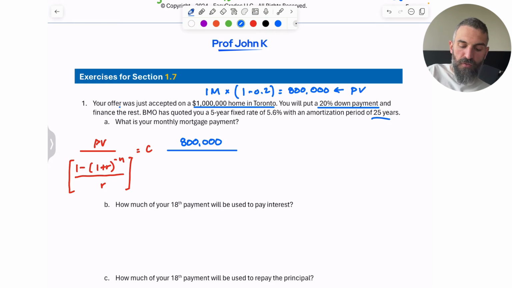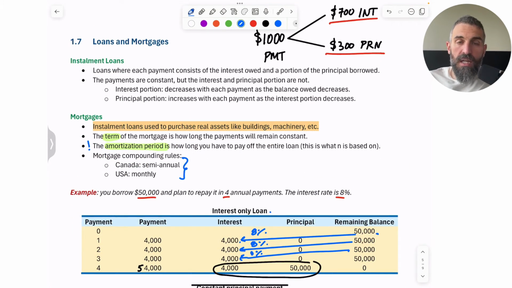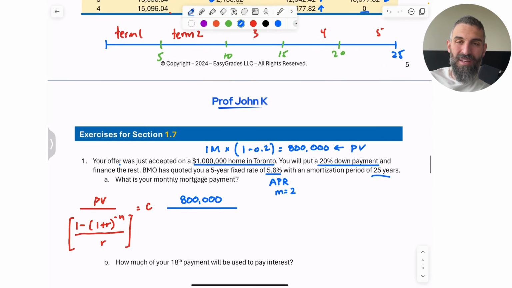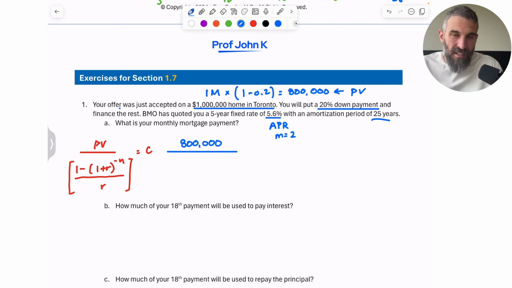BMO has quoted you a 5-year fixed rate of 5.6%. That's your APR. Mortgages are always quoted as an annual percentage rate. And it has semi-annual compounding. Why? This is part of the theory, okay? Canadian mortgages, and I have it written for you here, are compounded semi-annually. So because this says Toronto, it's a semi-annually compounded mortgage. A U.S. mortgage is compounded monthly.